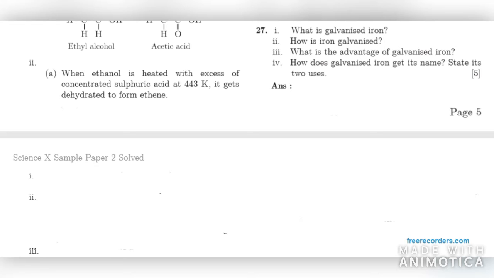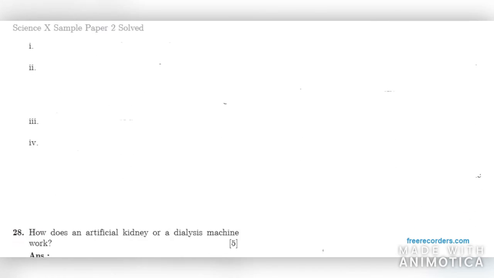How does galvanized iron get its name? State its two uses. It is actually because of the electrochemical process, and in this process we have a galvanic cell. Therefore the name comes from galvanized iron, and you need to write the uses. We can make use of this in iron roofing, suitcases, trunks or drain pipes as well. So that's all you can write in question number 27.